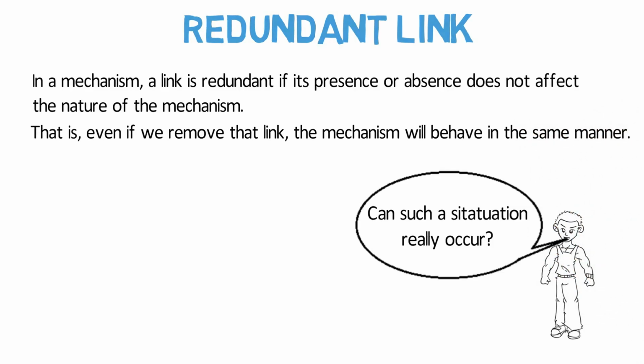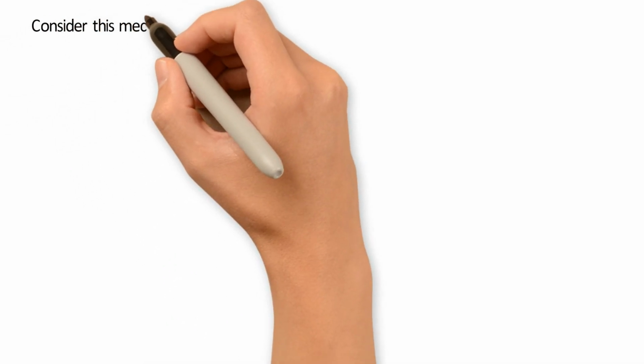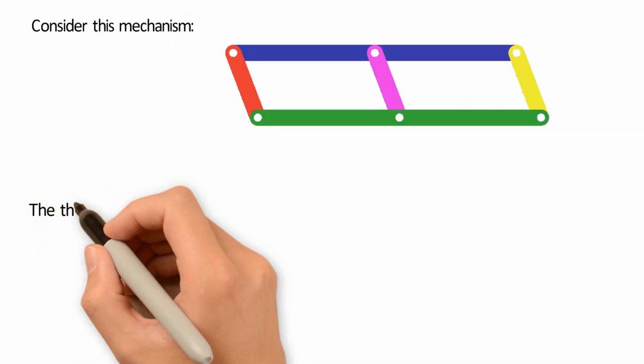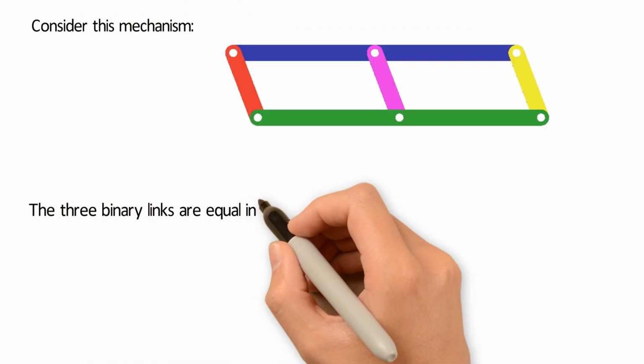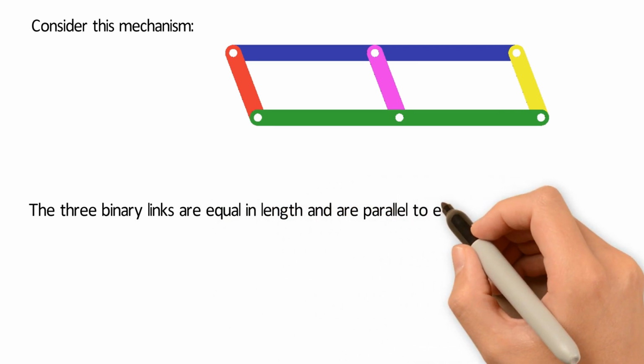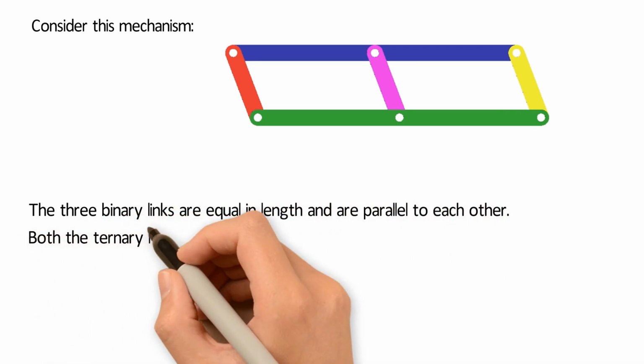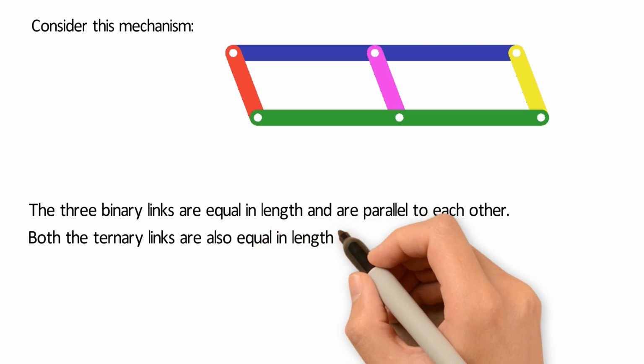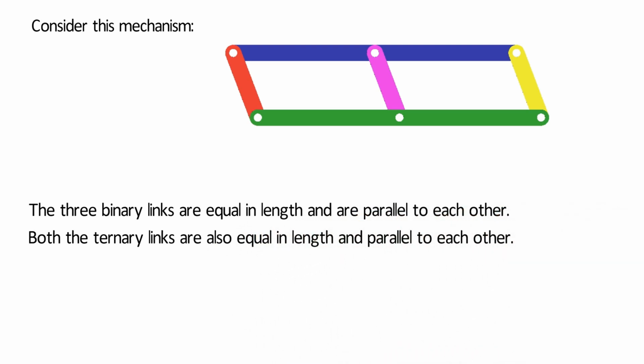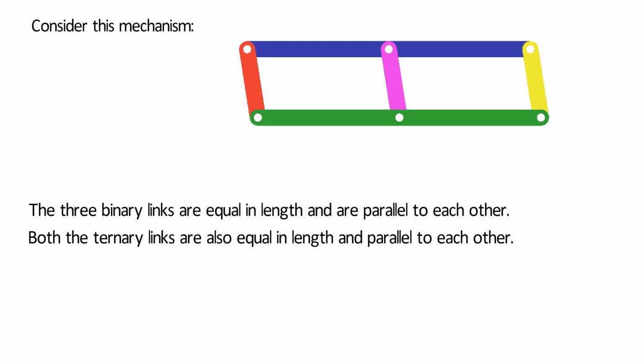Can such a situation really occur? For example, consider this mechanism. The three binary links are equal in length and are parallel to each other. Both the ternary links are also equal in length and parallel to each other. Owing to its unique geometry, this mechanism has 1 degree of freedom.